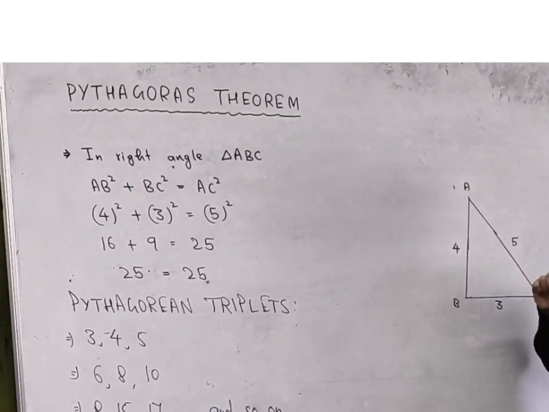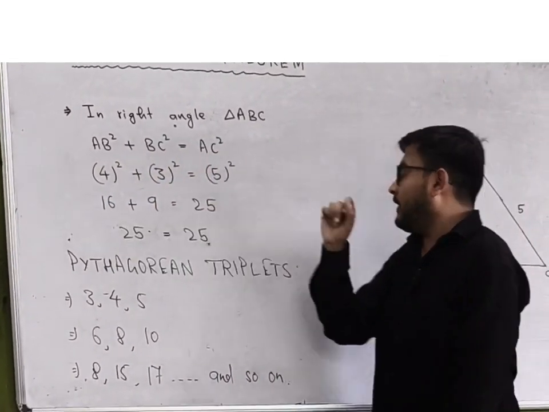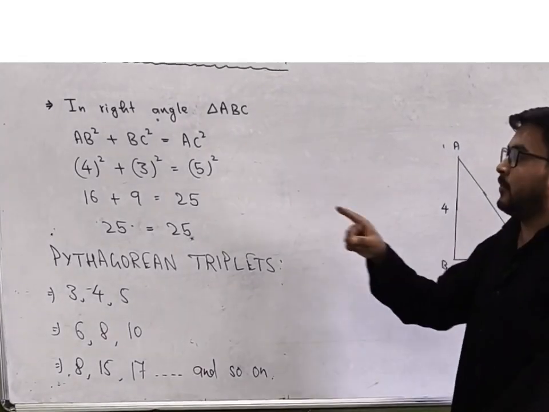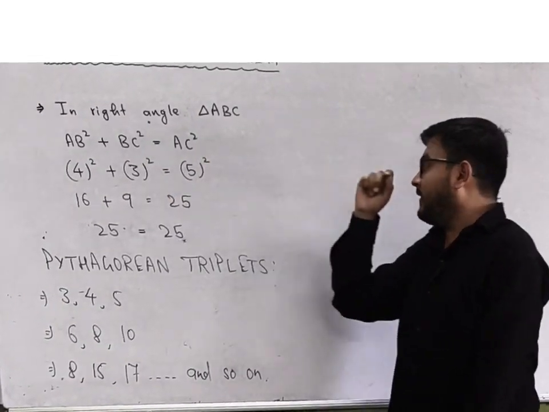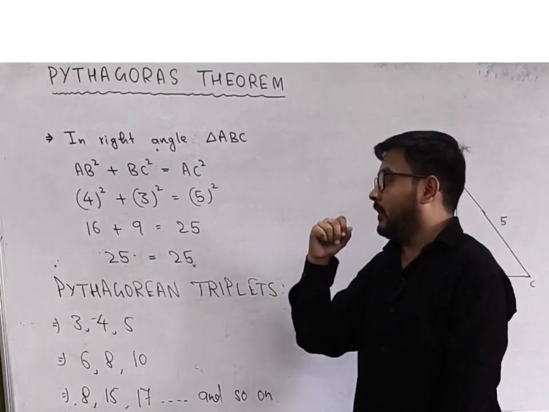What is AB square here? AB is 4, so that's why AB square will be 4 square. BC is how much? 3 units. That's why BC square is equal to 3 square. And AC is how much? 5. So AC square is equal to 5 square.